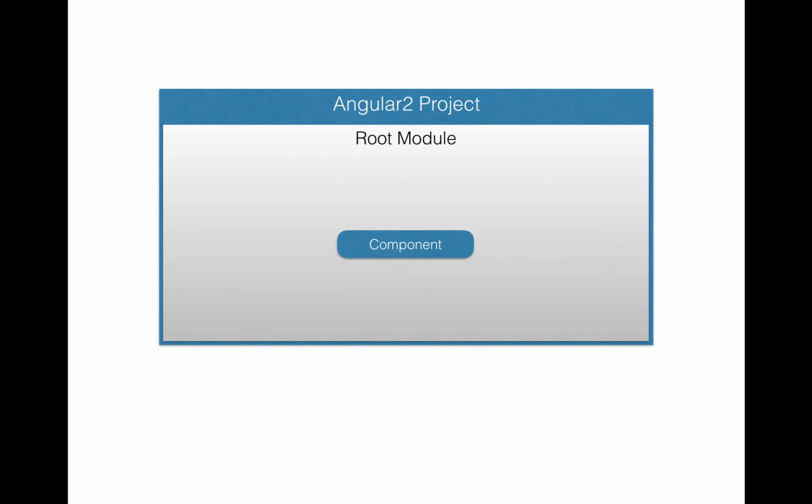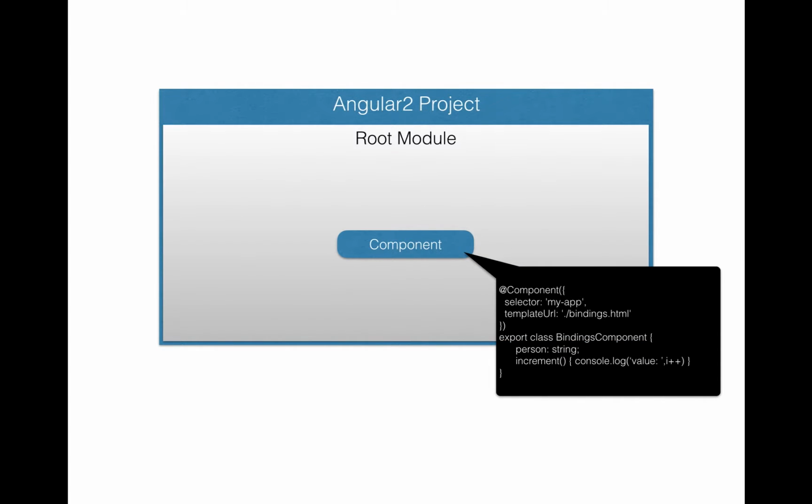So, a component. A component is a JavaScript class with the @component decorator. If you take a closer look at this example here, export class BindingsComponent: BindingsComponent is the name of the component, and this class becomes a component because we are decorating it with a decorator called @component. And @component can take input parameters, and some of the parameters you are seeing here are selector and templateUrl.